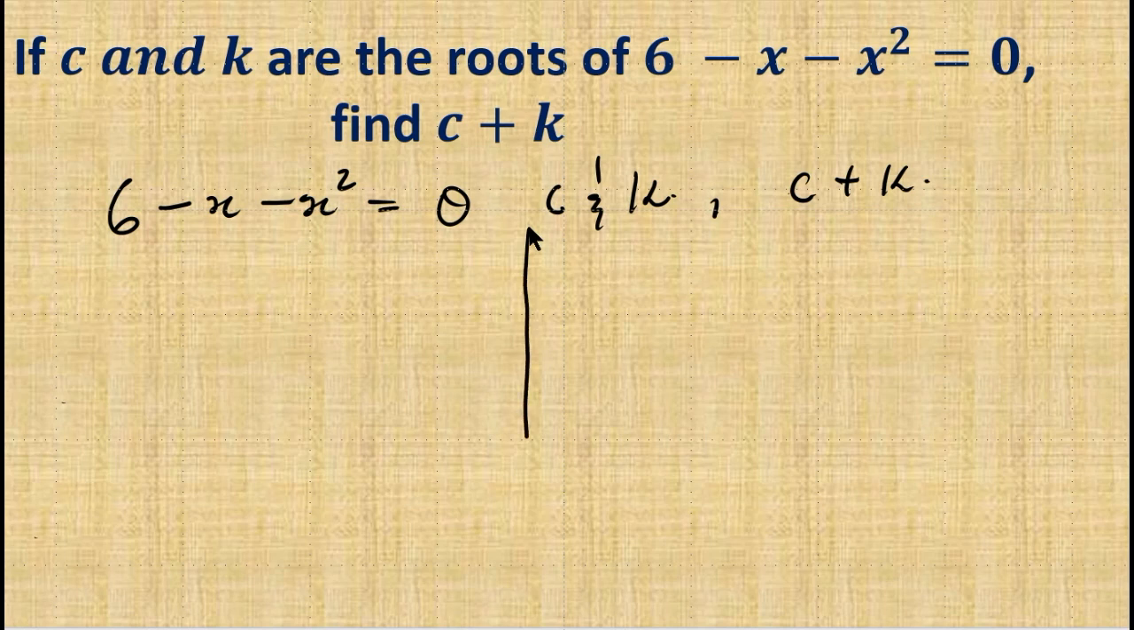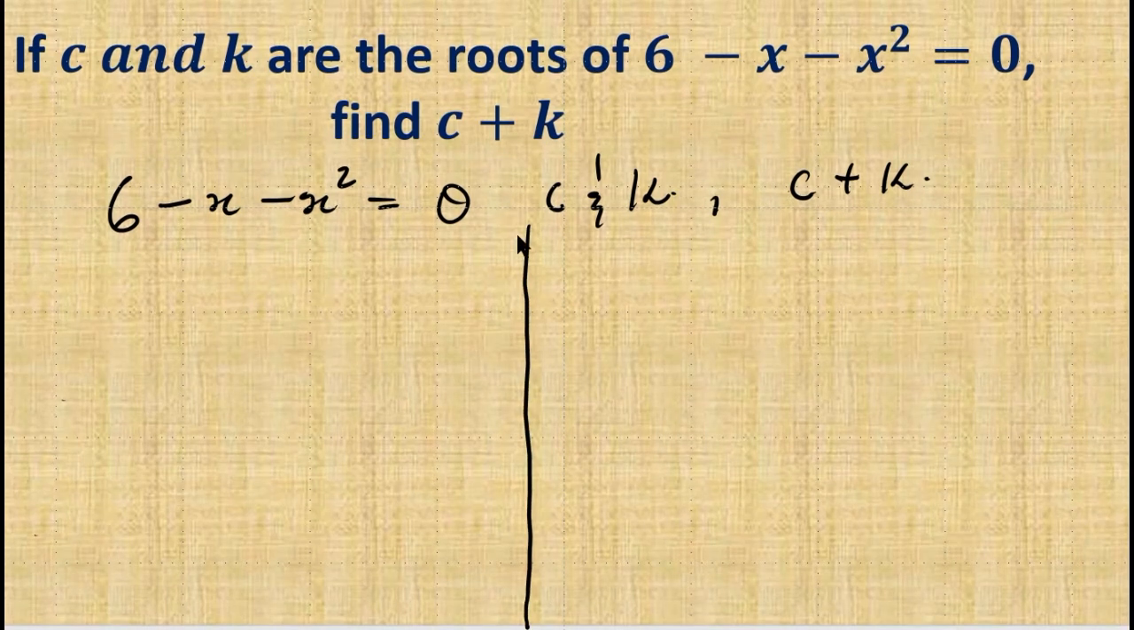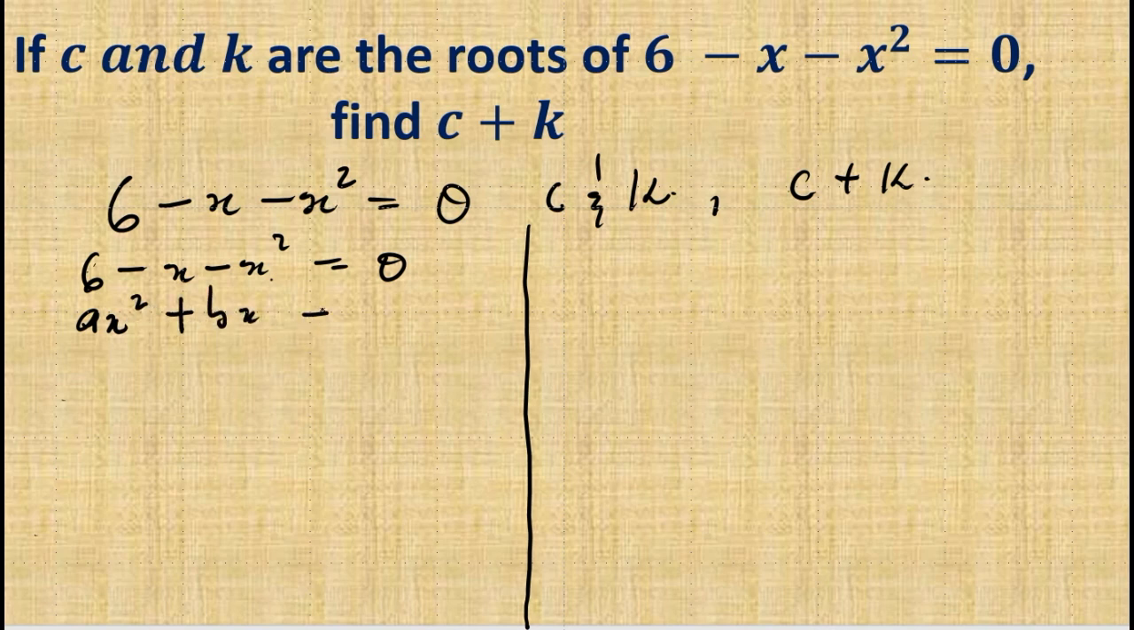Now, there are one of two ways you can approach it. The first method is to solve the quadratic equation, then come back and add c and k. Let's do that first. Now, I have 6 minus x squared is equal to 0. If I'm going to solve this equation by factorization, the first thing I'll do is to rearrange this equation in the right order. The right order is the format of ax squared plus bx plus c equals 0.